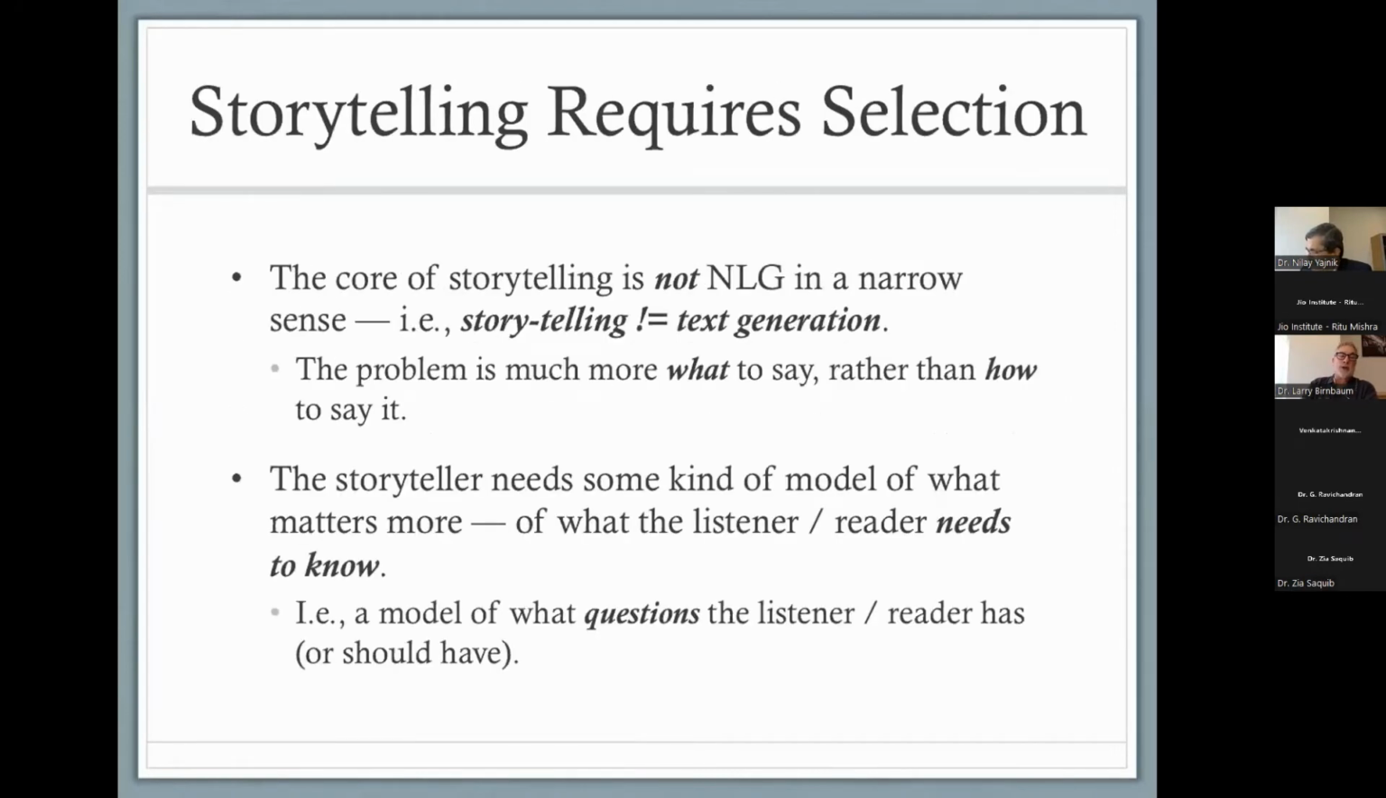So this makes it clear right away that storytelling requires selection. And the core of storytelling is not natural language generation in a narrow sense, i.e. it's not text generation. It's much more what to say rather than how to say it. When you look at a lot of data, you have to figure out what am I supposed to say about these data. That's the critical issue: selecting what to say. And if you're going to select what to say to somebody, you need some model of what they need to know, what they want to hear. Another way of saying that is, what questions do they have about the situation that these data represent or were generated by, or the questions that they should have if they were better informed? So right away, we see that the heart of data storytelling is going to be questions and modeling questions.